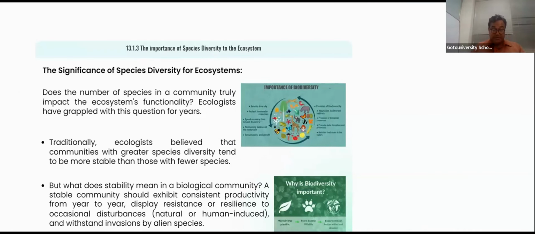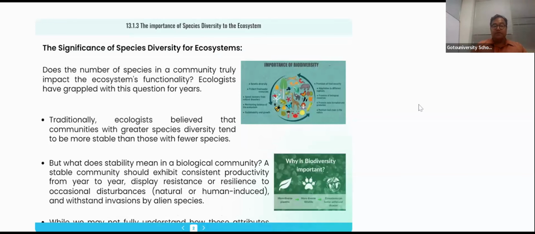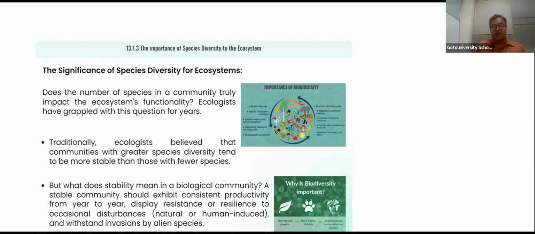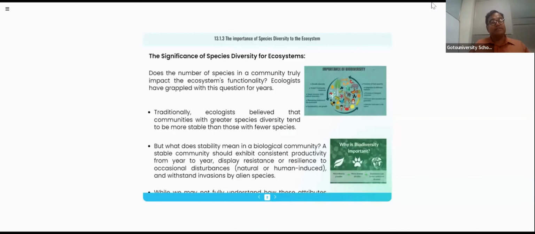The traditional ecologists delivered that communities with species biodiversity tend to be more stable than those of fewer species. So a stable community should exhibit consistent productivity from year to year and display resistance to occasional disturbances. How will the consistency come in terms of productivity? Can you give an example? I'm not understanding this concept. Yes, of course, we are going to explain the example in this particular area in detail.